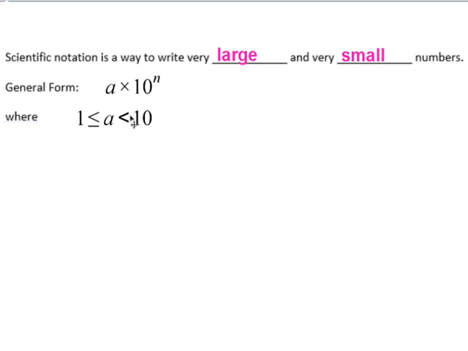So remember, it's going to be some number times 10 raised to a power. And remember, that number has to be between 1 and 10. It can be equal to 1. It cannot be equal to 10. So 1, 1.4, 3, 7.9, 9.99999, just something between 1 and 10.